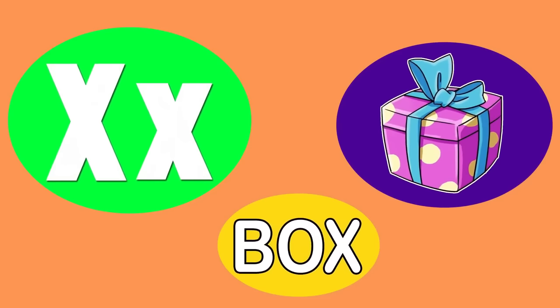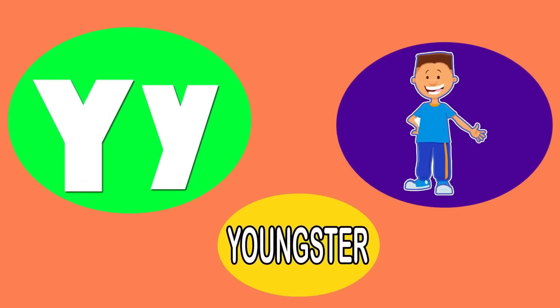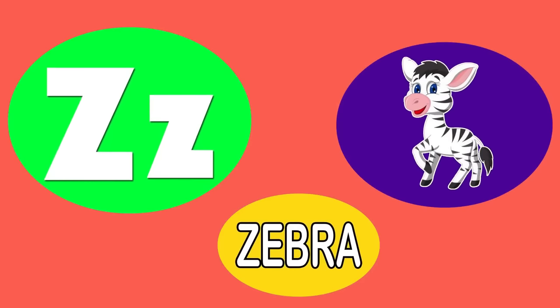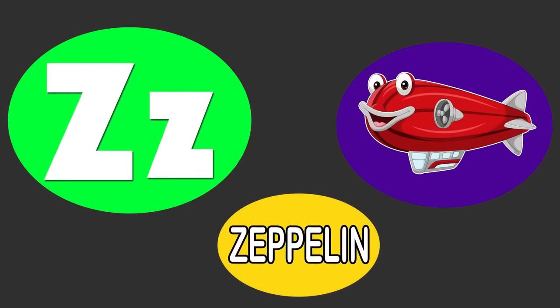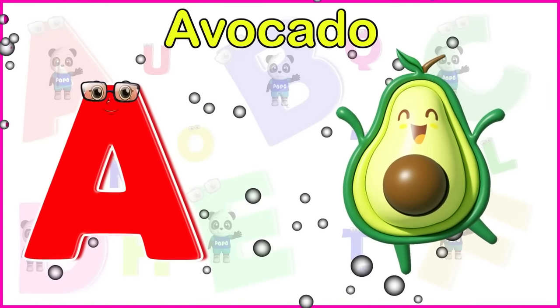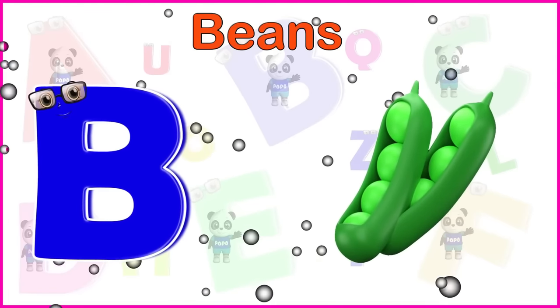X for box, box. X for fox, fox. Y for youngsters, youngsters. Y for yogurt. Z for zebra, zebra. Z for zeppelin. A, avocado. B, bean.